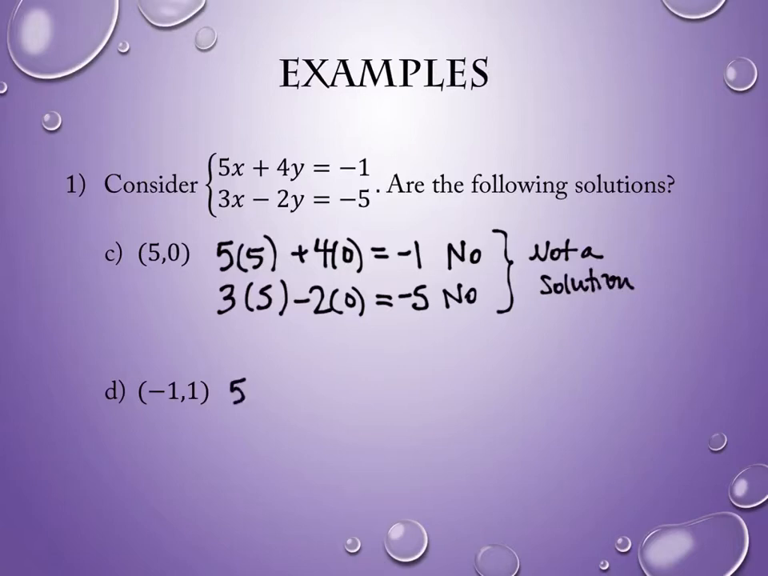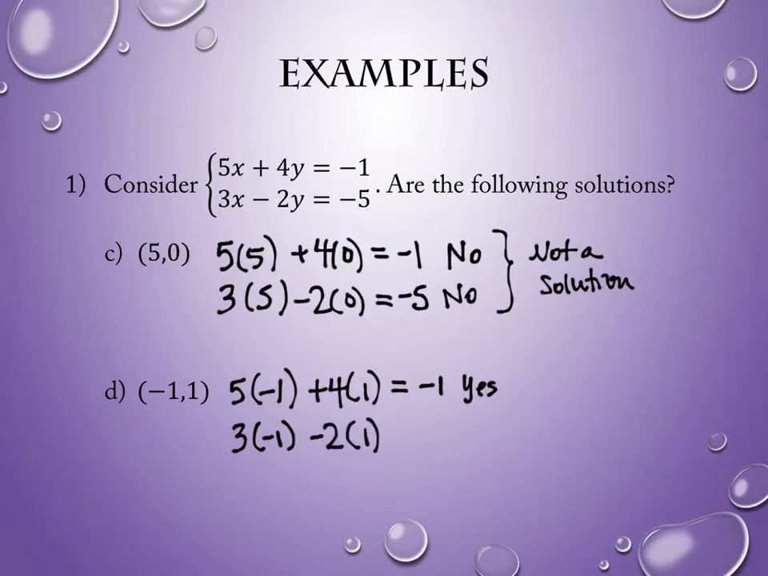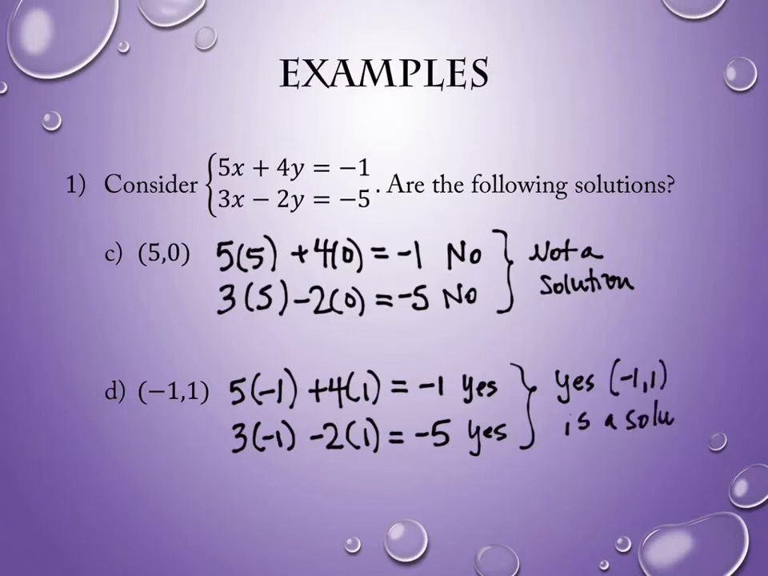Let's try the last one. 5 times negative 1 plus 4 times 1. Does that equal negative 1? Yep, that one works. And the other one: 3 times negative 1 minus 2 times 1. Does that equal negative 5? Yes. So I have to get 2 yeses before this is a solution. So yes, negative 1, 1 is a solution. It's got to work in both.